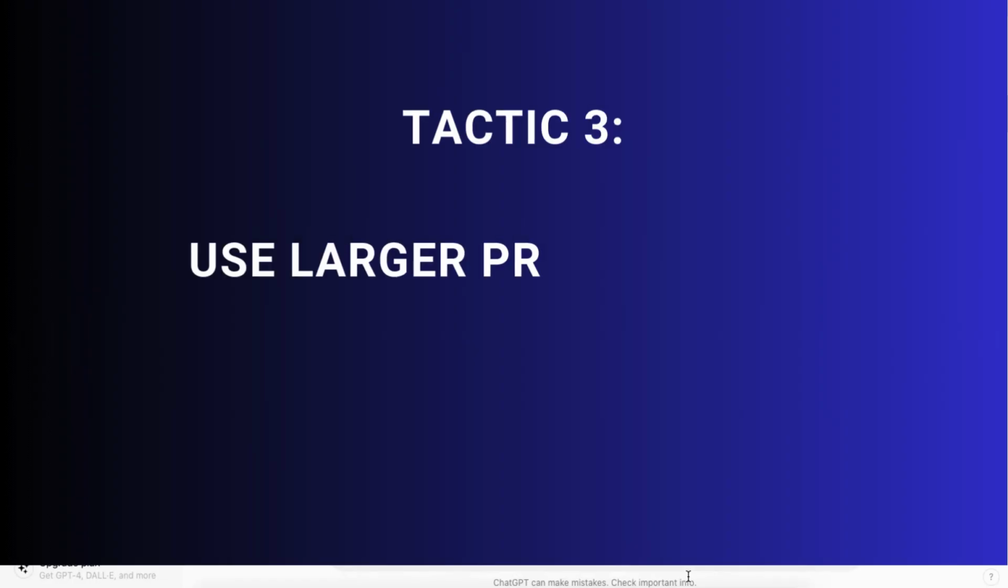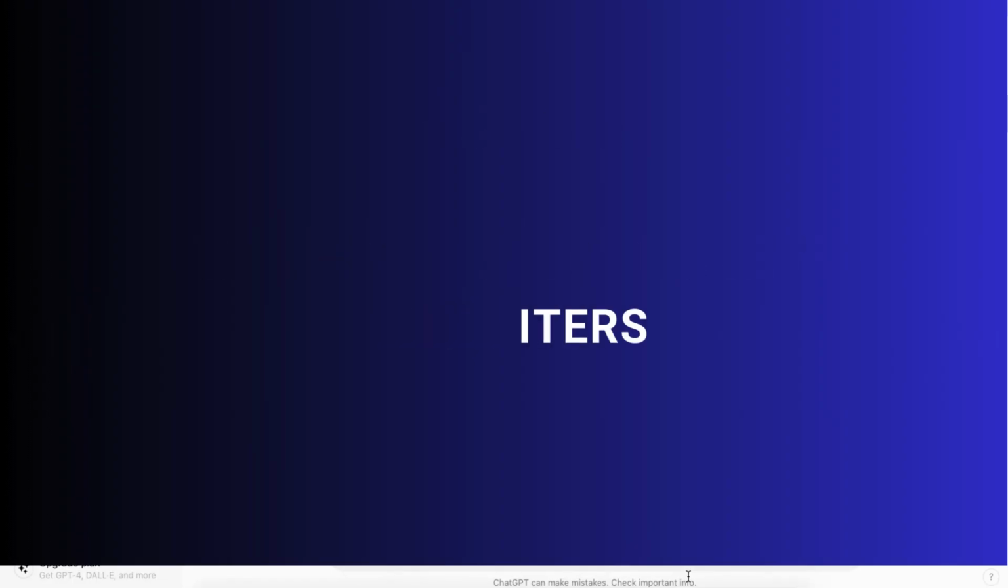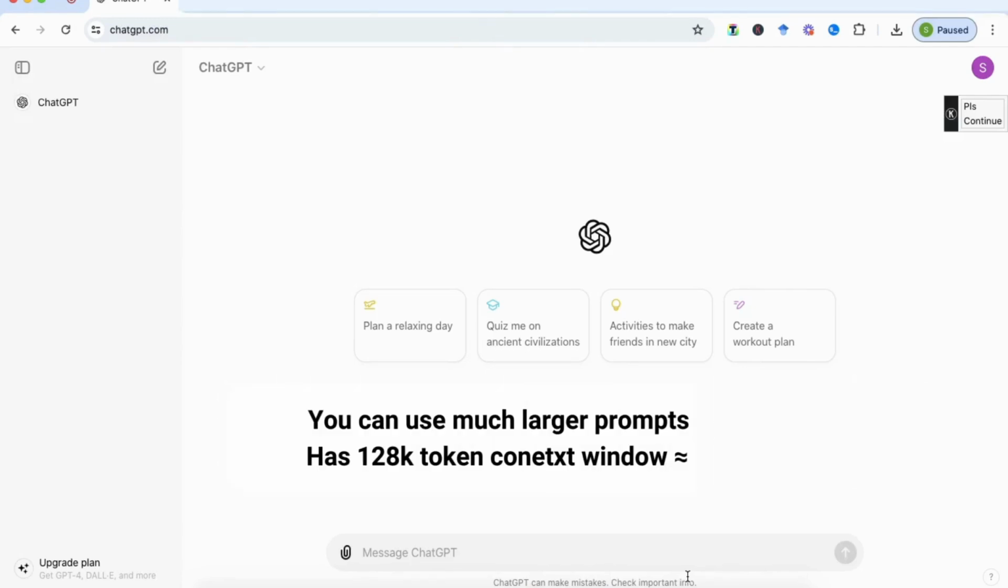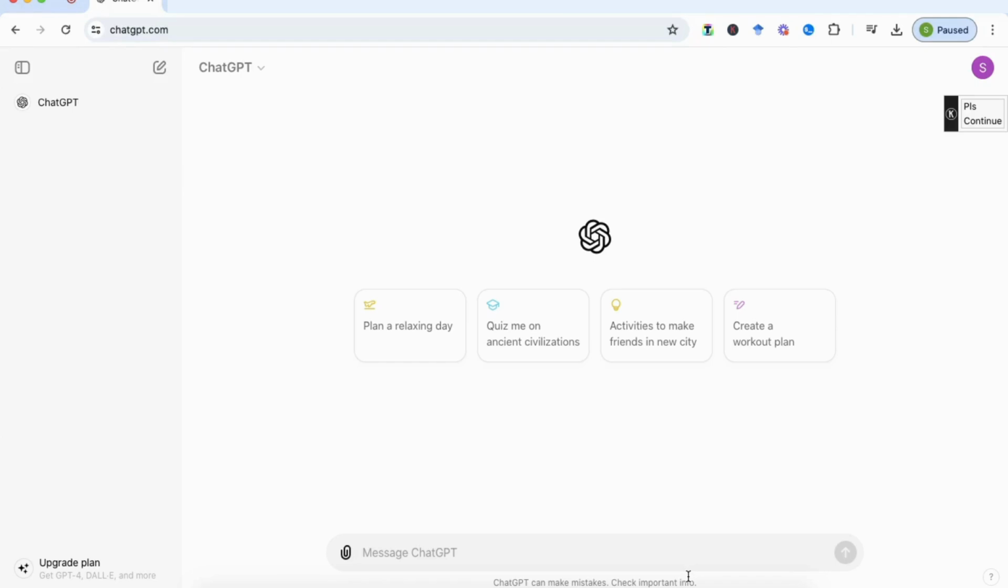So tactic number 3 is to use larger prompts with delimiters. And with ChatGPT-4, you can now use much larger prompts because it has a 128,000 token context, which is roughly about 100,000 words. And this means that GPT-4 can retain and understand information across all those words. And you can use this to your advantage to have more detailed and complex interactions with the model.